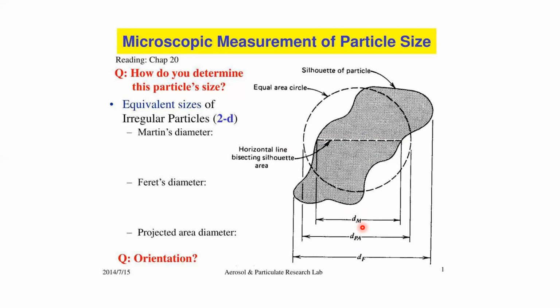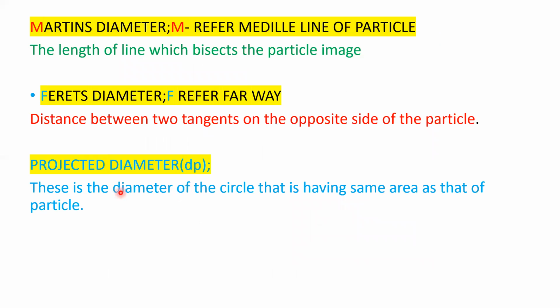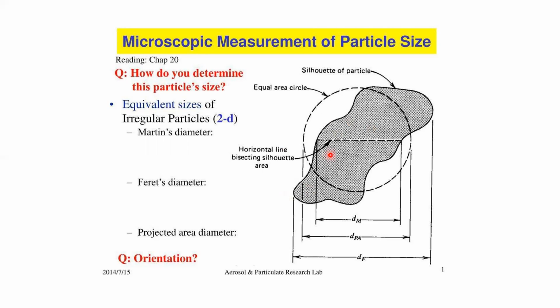Next one is Feret's diameter. It is measured at tangents. This is one tangent, this is another tangent, on opposite sides. The distance between the two tangents on the opposite sides of the particle we call the Feret diameter.